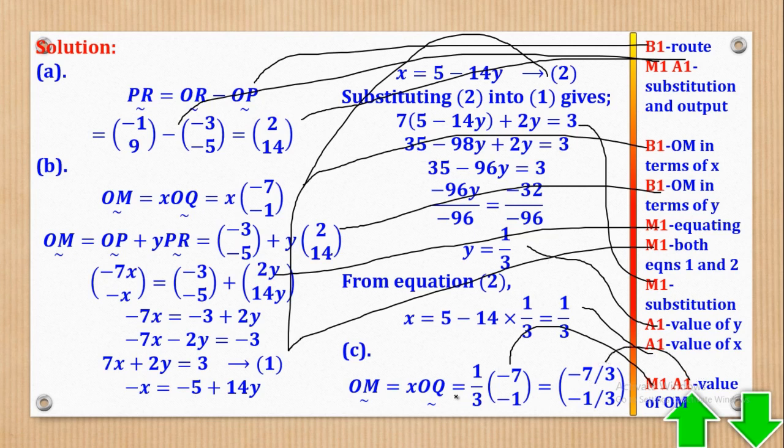So what does that mean? It means that when they ask for the position vector of M, you don't stop at this point. You have to multiply this scalar by each term inside the vector.